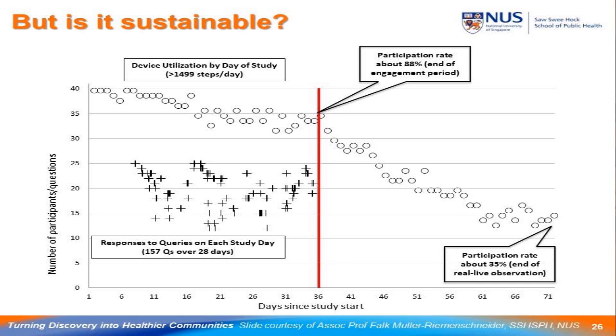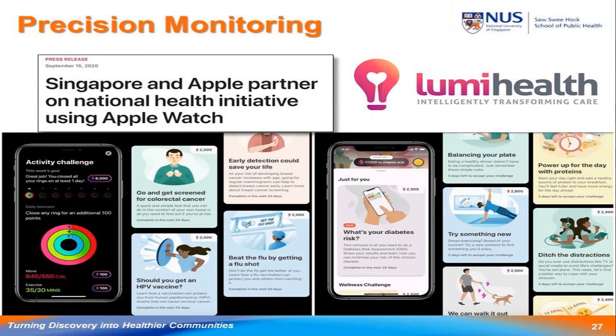So this actually highlights the importance of sustaining such interventions. And this is why in Singapore, we have partnered with Apple to launch a new initiative, which is what we call precision monitoring with the Lumi Health program. It is going to monitor across a range of activity, not just physical activity, but also nutrition, also sleep pattern, also including health promotion, trying to remind people it is time to go for your vaccination, whether it is influenza, pertussis, measles, and so on.